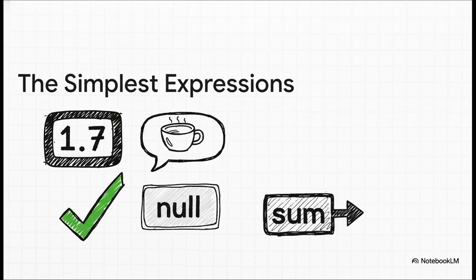And what's kind of cool is that expressions can be ridiculously simple. I mean, the most basic ones are literally just single values. A number, like 1.7, that's an expression. A piece of text, even a whole sentence, yep, that's an expression too. Even just the word true or a variable like sum, they all count because the computer can look at each one and resolve it to the single value it represents.